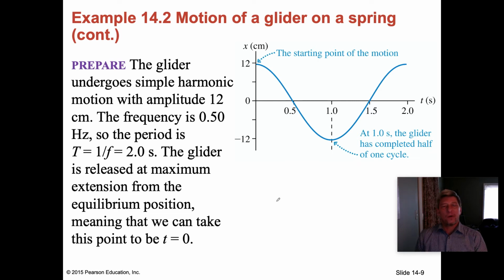Well, the glider undergoes simple harmonic motion with an amplitude of 12 centimeters. Because the frequency is 0.50 hertz, the period is 2 seconds, right? 1 over 0.5 is 2. The glider is released at maximum extension from the equilibrium position, so we can take that point to be time equals 0.